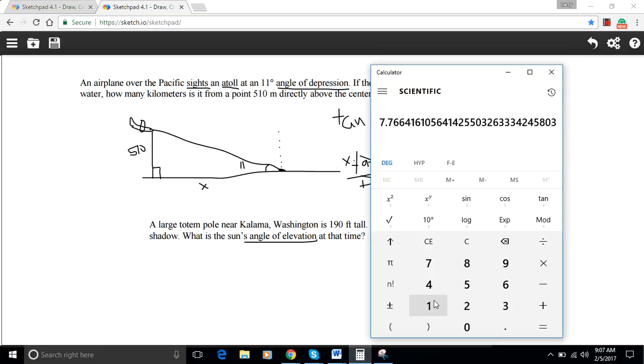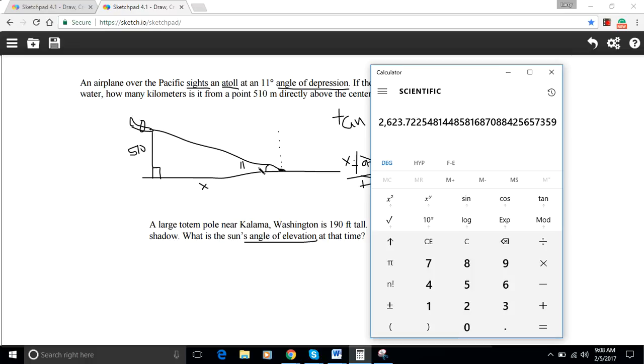Let's try this. We've got 510 divided by 11 tan equals. So I've got 2,620, well, let's round it to 2,624. Does that make sense in the context of this problem? These are meters. The plane is 510 meters in the air. Could this side be 2,600 some meters? Well, yeah, I think so.